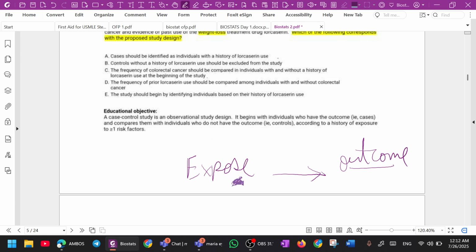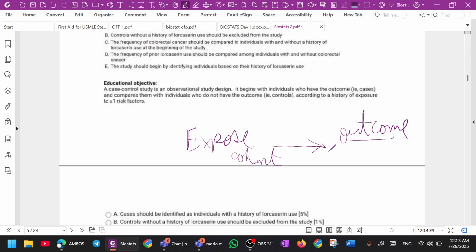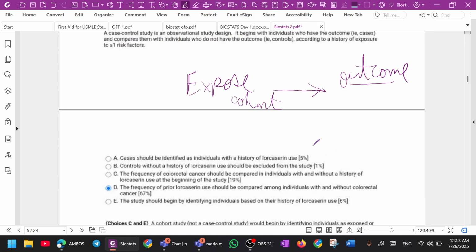Case control will be the other way. You start with the lung cancer and then you ask the patient, "Oh, did you smoke?" You see? Case control, you start with the disease and then you go that way. So the normal one is the cohort: the patient smokes and you see if they develop lung cancer.